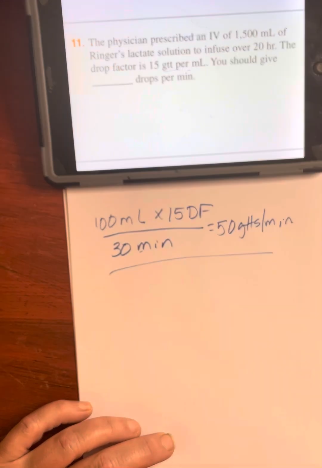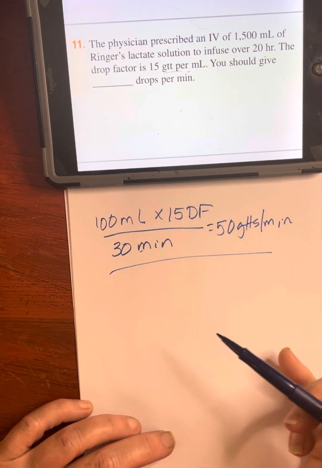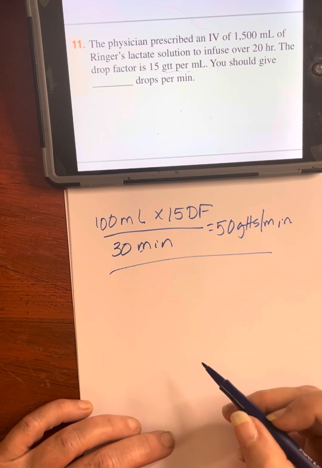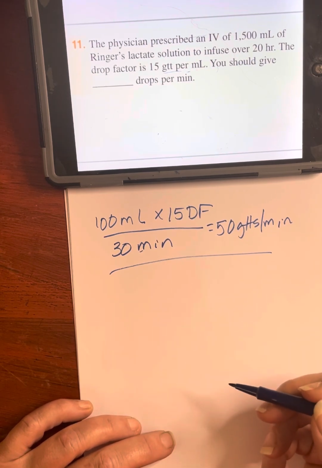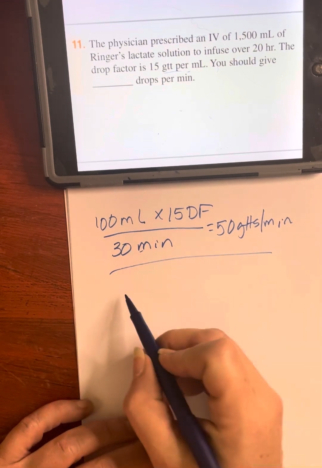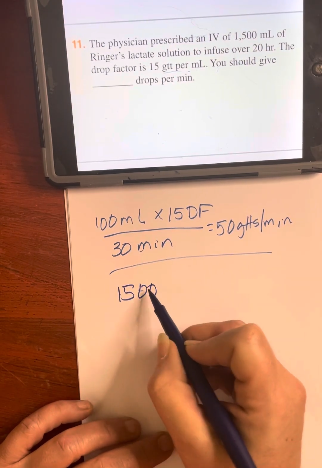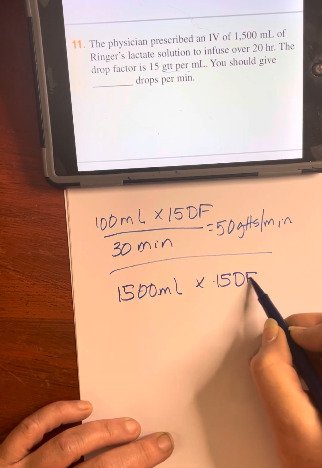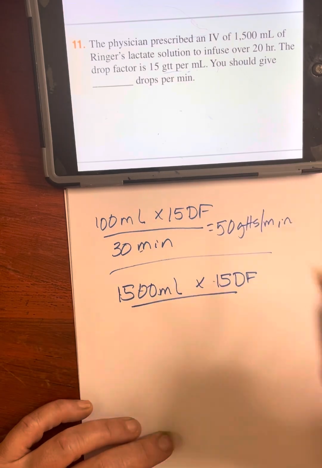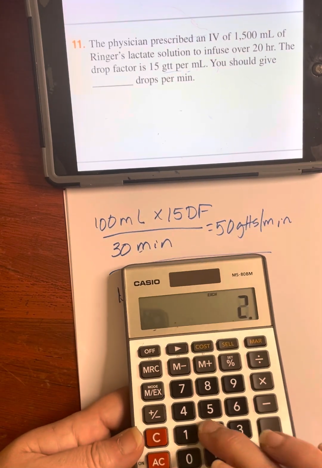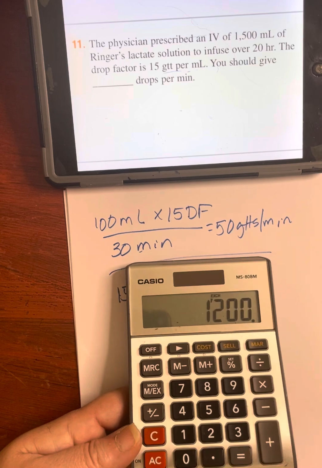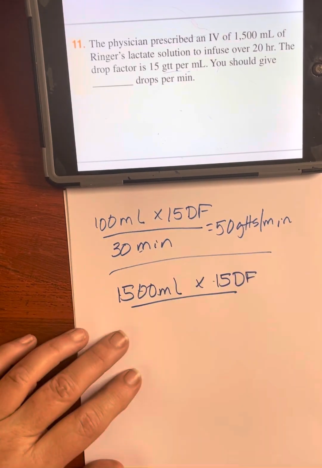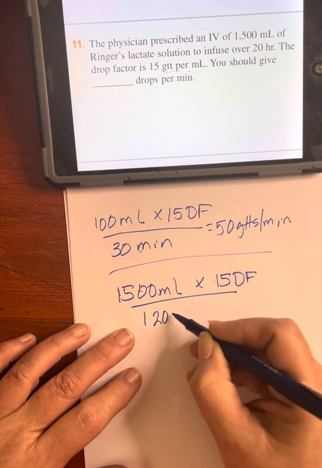The physician prescribed an IV of 1,500 milliliters of Ringer's lactate solution to infuse over 20 hours. And the drop factor is 15. So the total volume, 1500 mLs times a 15 drop factor divided by 20 hours. We have to do 20 times 60 because it's got to be in minutes. 20 times 60 is 1,200 minutes.